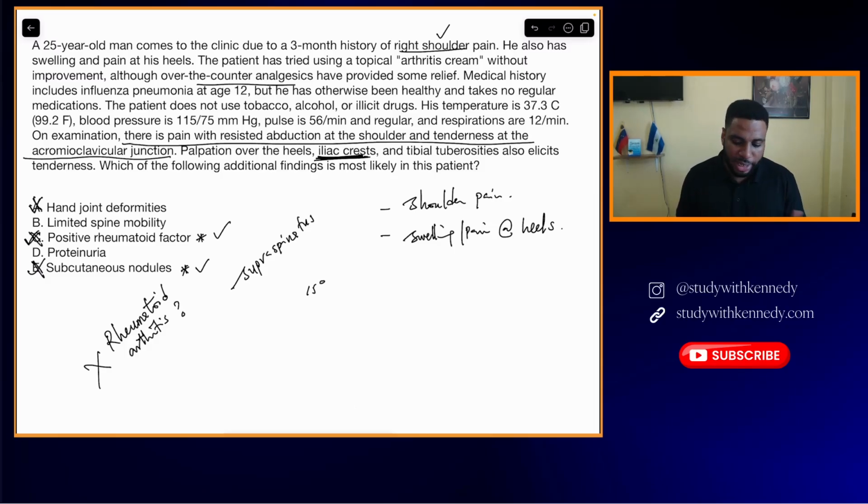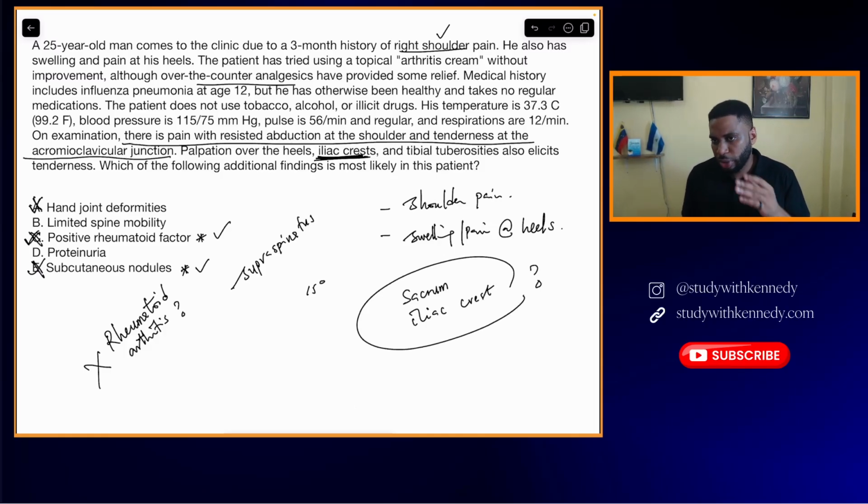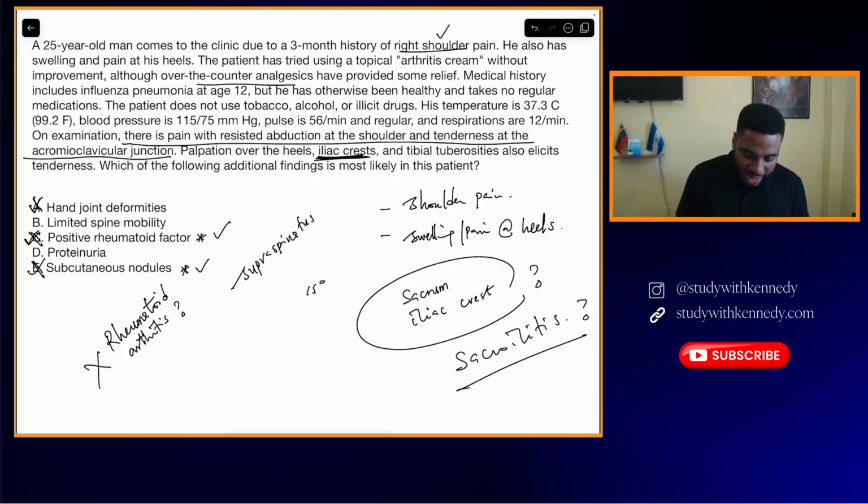Does anything come to mind? What if I remind you, okay, the sacrum and the iliac crest? Does this make a little more sense? Are you thinking of sacroiliitis? And if you are thinking of sacroiliitis, do you now know what the diagnosis is supposed to be in this case? I hope all of you arrived at a diagnosis of ankylosing spondylitis.